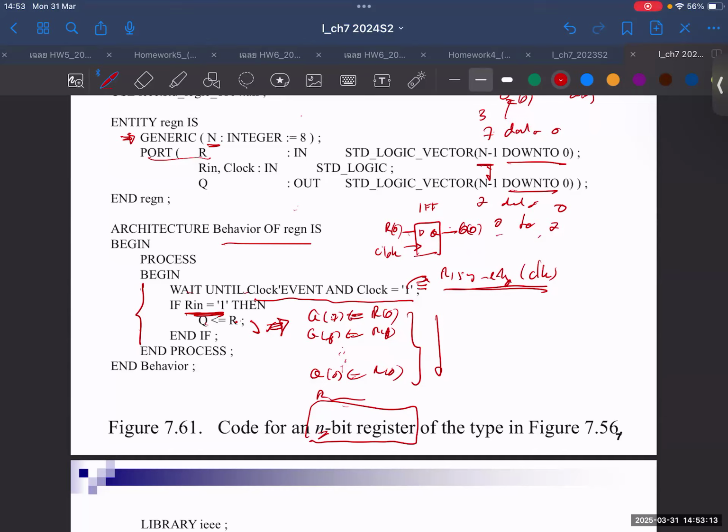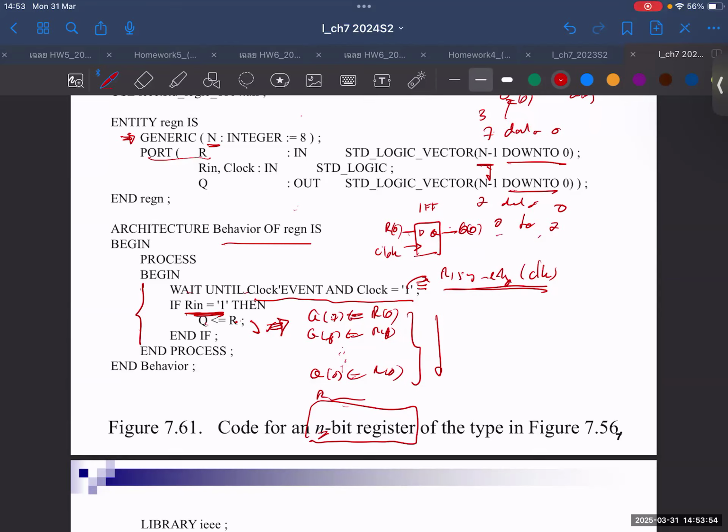What is the meaning of clock event? Clock event means that something happened. Event means a flag, that something happened to the clock, right? And clock equal to 1 means that after the event happened, clock equal to 1, right? Before that, nothing happened, and then it happened, and clock equal to 1. This means that before that it must be 0. That's why it's rising edge. Okay, and what is falling edge? Falling edge is clock event and clock 0. Then it's going to be falling edge, because after it happened, clock equal to 0, which means that before that it has to be 1. And that's why it's falling edge.